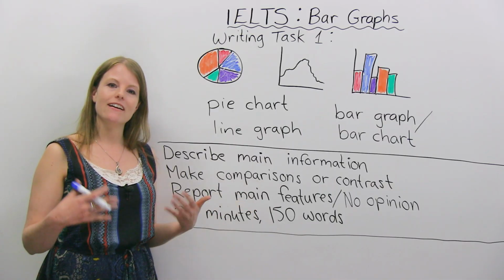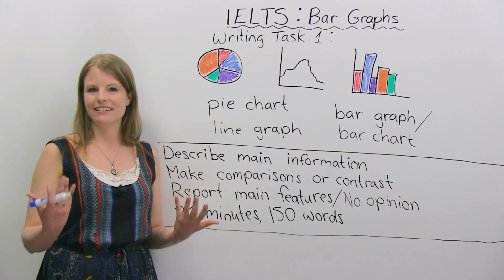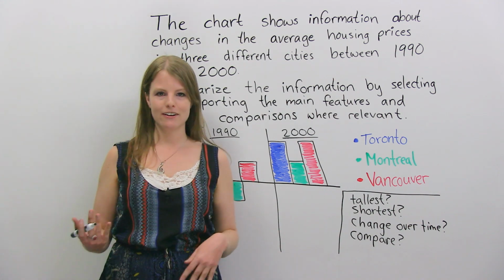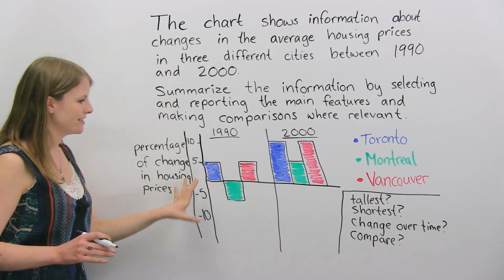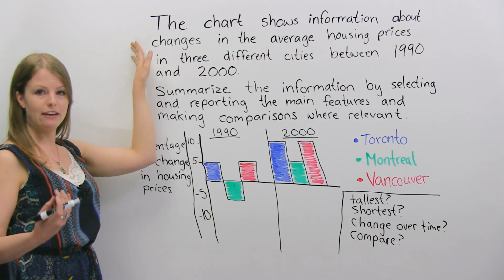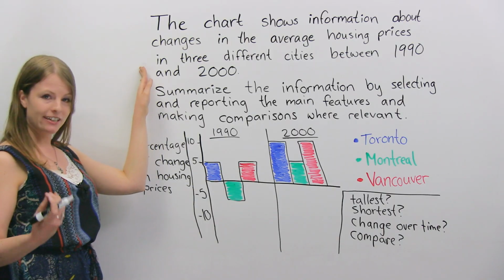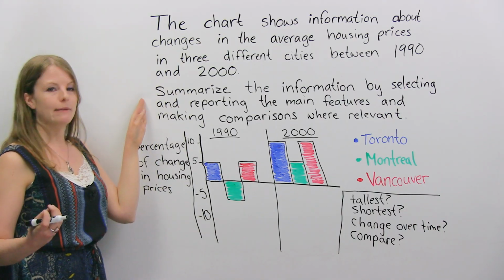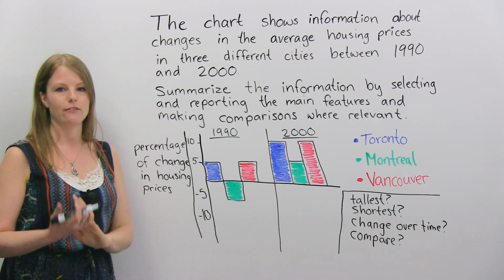Okay, so now we're going to look at an example of a question for this and some more tips on how to write when you look at a bar graph. Okay, so I have here an example of an IELTS question. So here's the chart, and here is the question itself. It says, the chart shows information about changes in the average housing prices in 3 different cities between 1990 and 2000. Summarize the information by selecting and reporting the main features and making comparisons where relevant.